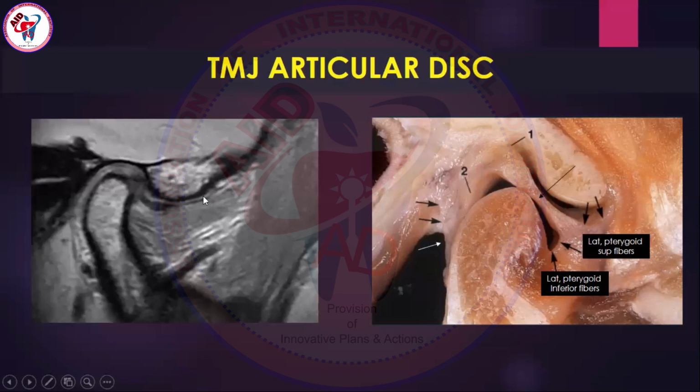Now then there is the intermediate zone. This is the intermediate zone of the temporomandibular joint disc, or articular disc. This is the anterior band. This is the middle band, or intermediate zone, and that is the posterior band. That is the posterior band.